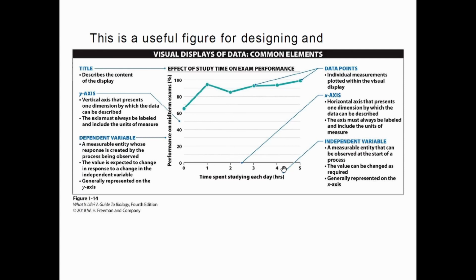So in general, our x-axis is going to be our independent variable because that's something that we're controlling. We're saying study this many hours a day, or we're saying we're going to add X amount of fertilizer. Versus the dependent variable, which relies on whatever's happening down here.